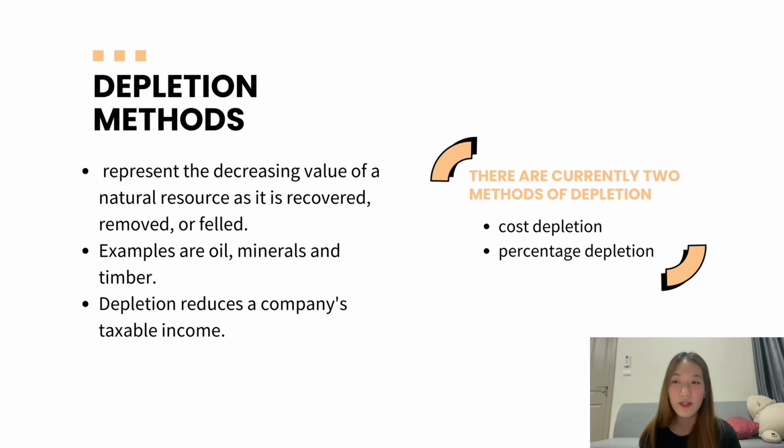For chapter 7, depreciation methods. Depreciation is a non-cash book method of representing a natural resource's declining value as it is recovered, removed, or fallen. Oils, minerals, and timber are just a few examples. The taxable income of a firm is reduced as a result of depreciation. There are two types of depreciation procedure now available. The first one is cost depreciation and the second is percentage depreciation.